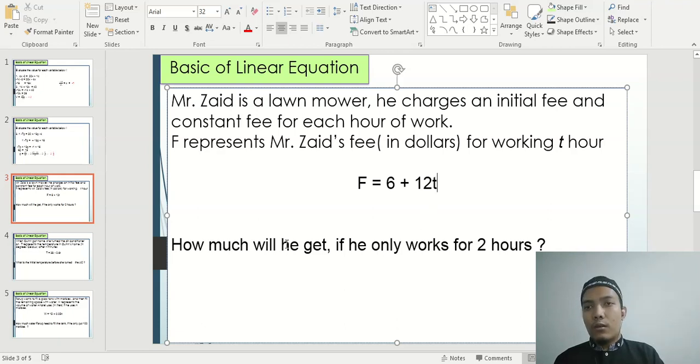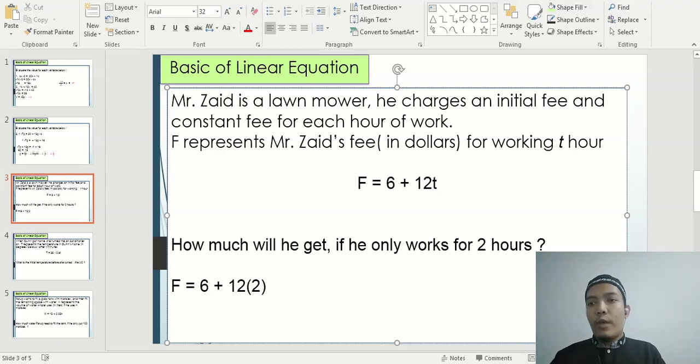If there is the question, let us read this. How much will he get if he only works for 2 hours? So we know that the T here will be 2, as Mr. Z works only for 2 hours. So we are going to input the number. This is the easiest one, we call it substitution. 6 plus 12 times, again, how much here?